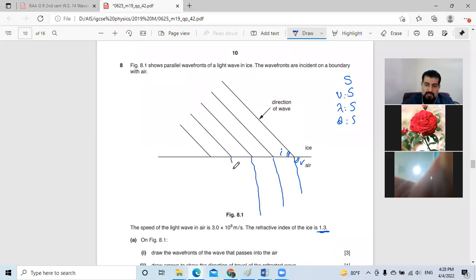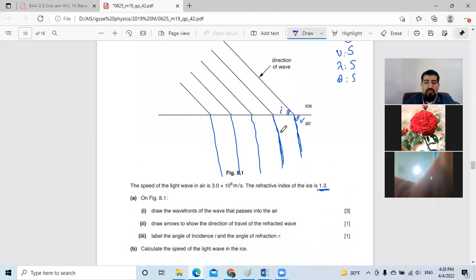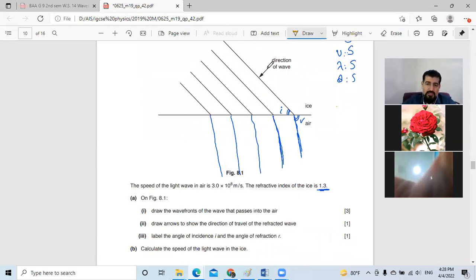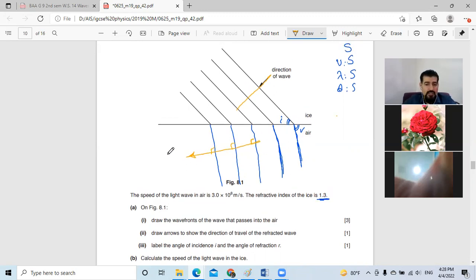Then I'll bring my ruler and draw waves like this, parallel lines. Forget that my drawing is not that accurate, but it's supposed to be parallel lines, drawn with the ruler. That's the direction of the light where it travels, and you know that in air it travels faster. This is the arrow that represents the direction of the incident ray, and this will be the direction of the refracted ray. You have to draw them perpendicular, 90 degrees, to the refracted wavefronts. This is the refracted direction.